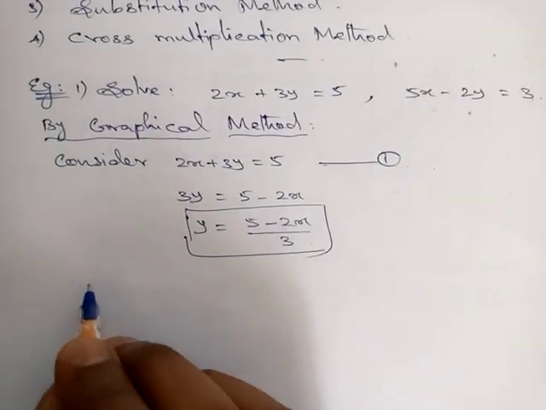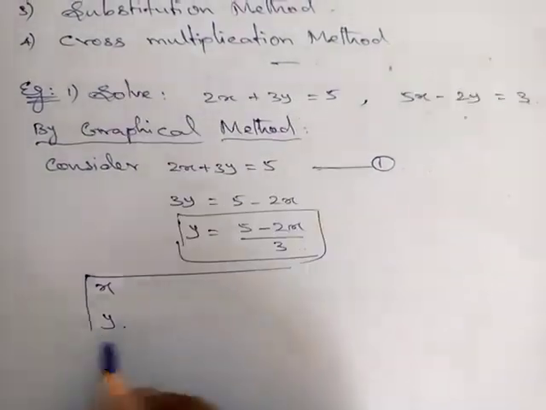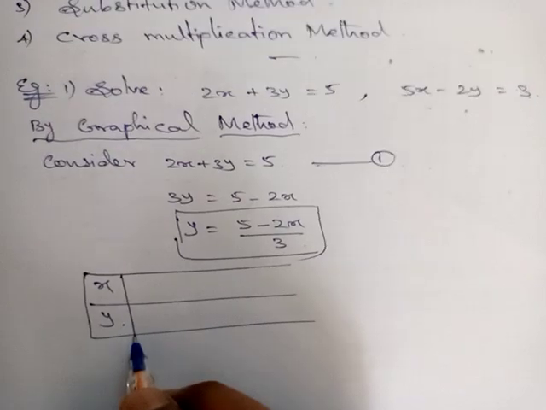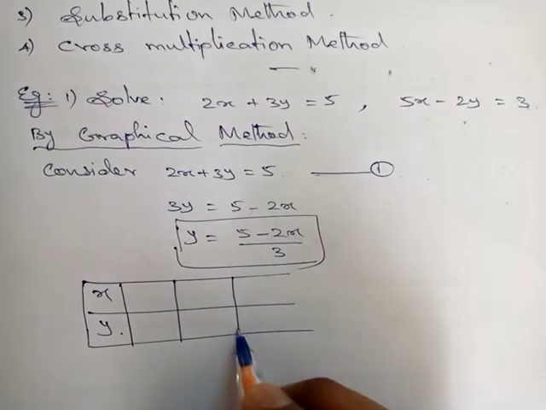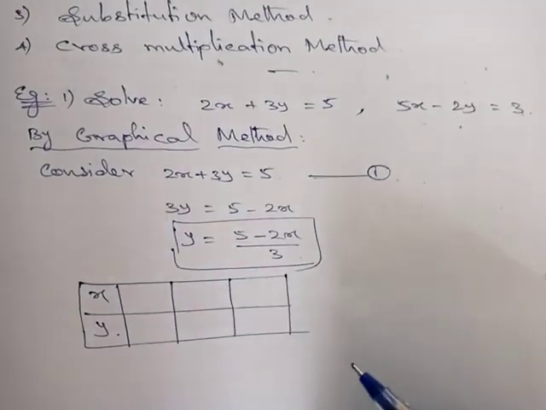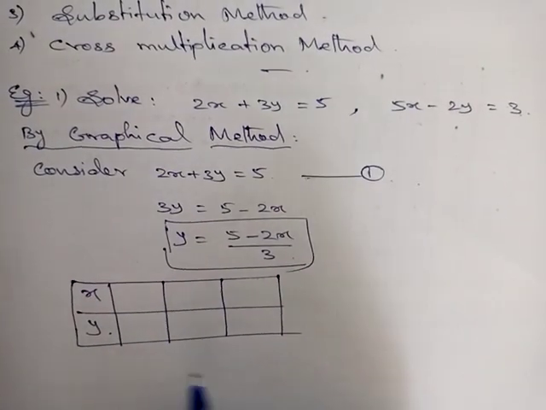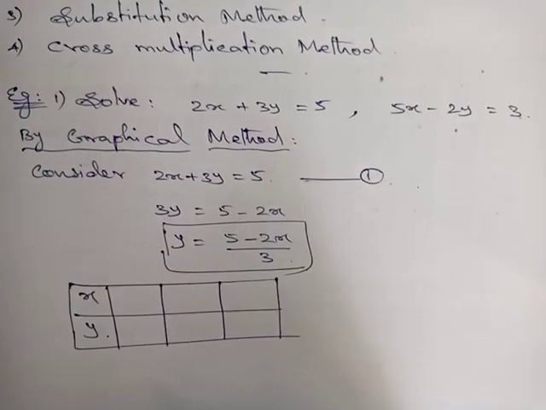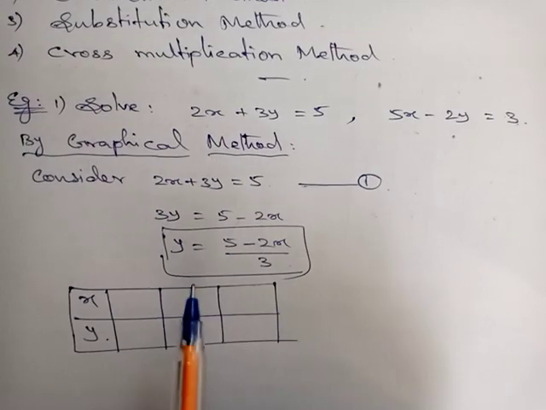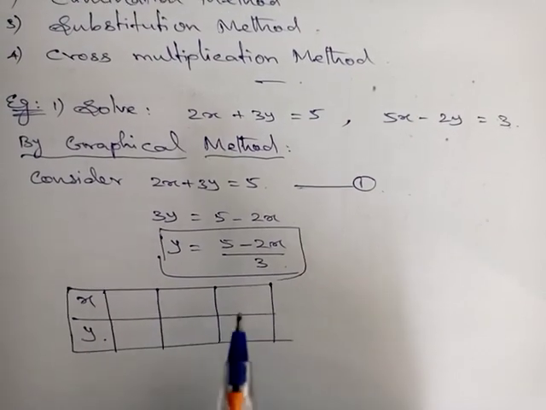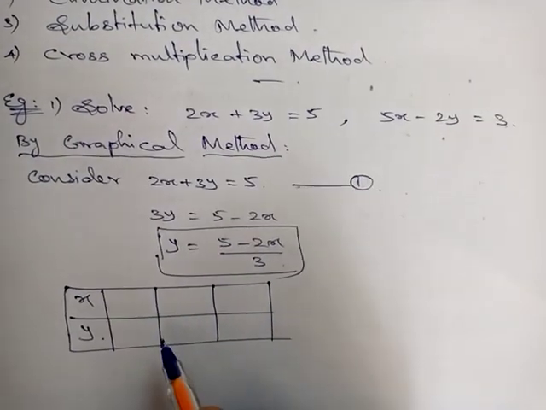Now I am considering x and y values. If I give an x value, I will get the corresponding y value. Like that we have to find at least 3 values. Actually 2 is enough. If we plot 2 points in the graph, we will get the line. A linear equation in two variables represents a straight line. We know that in 9th standard itself. So we are going to draw the corresponding line, and for that we have to find the points.